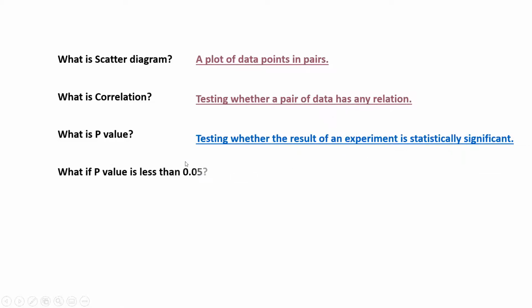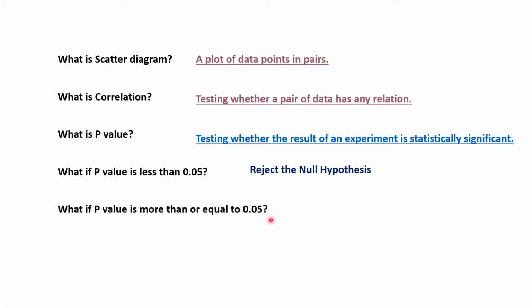Now, what if the p-value is less than 0.05? If it is low, reject the null hypothesis. What if the p-value is more than 0.05? That means we have failed to reject the null hypothesis. That means the null hypothesis is not rejected. It is valid. There is no significant result in the experiment that we have observed.